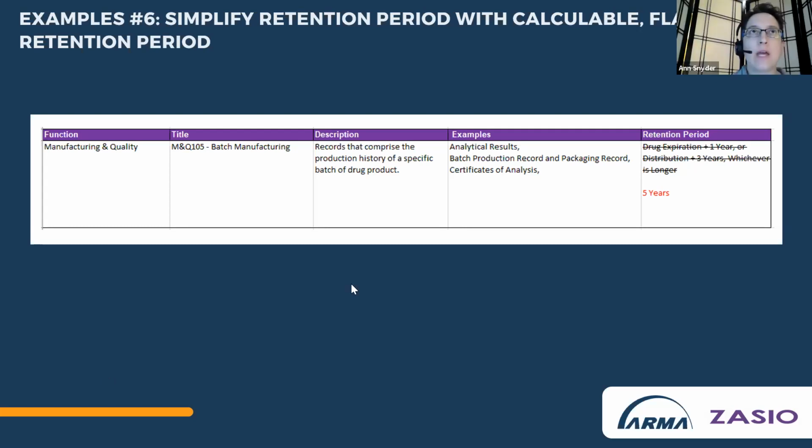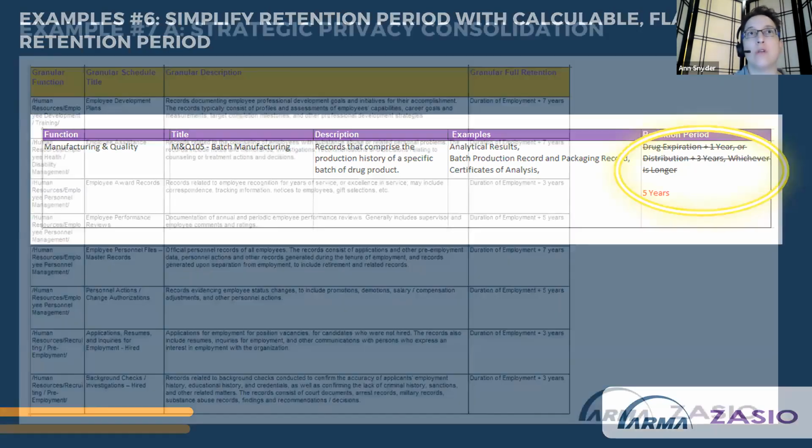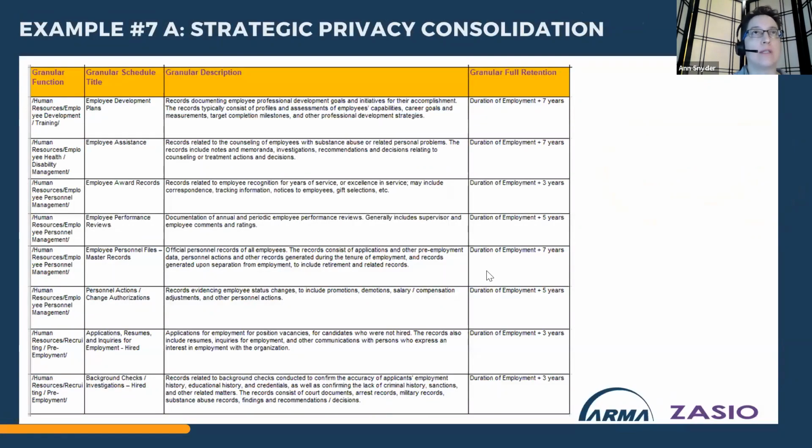Okay, now we've had a couple of questions that touch on privacy, and we've touched a little bit on privacy considerations as well. So let's move to an example on that. So this is strategic privacy consolidation. I know historically we've dealt with this idea of minimum retention periods, but the privacy requirements are actually cutting in the opposite direction. So can you walk us through this one?